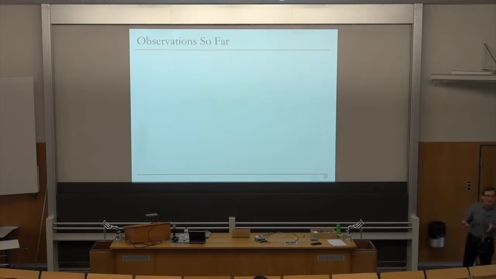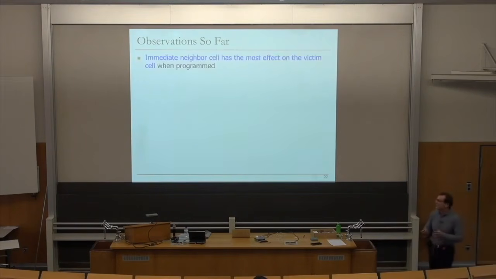So let's take a look at some of our observations. We're going to utilize the observations that we've seen so far. Basically, the immediate neighbor cell has the most effect on the victim cell when it's programmed. We saw this, right? When you actually program a neighbor cell, the immediate neighbor actually has a huge effect. The neighbor that's above you.